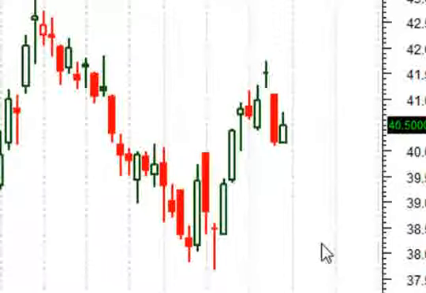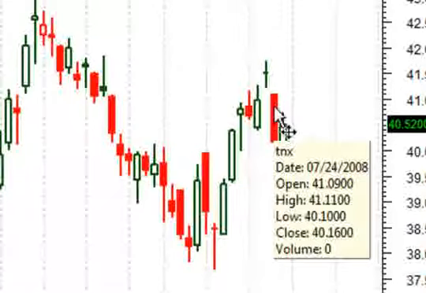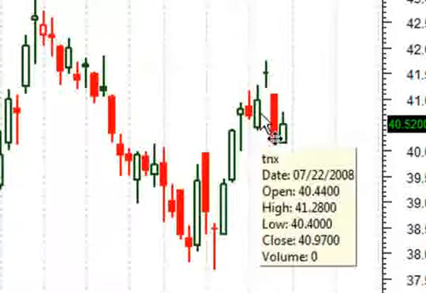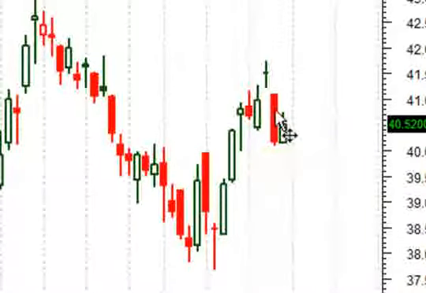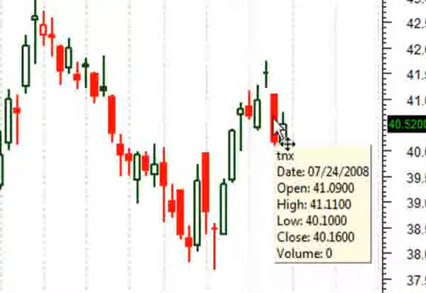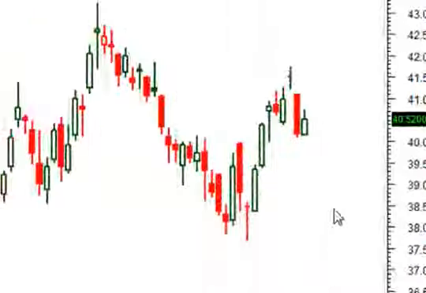This is technically an evening star. What that means is that there was a run-up, and then a gap to a doji. That's what this kind of candle is called. And then a big gap down where the subsequent day moved down at least below the midpoint of the previous run-up. So we want to see the candle on the 24th of July be lower than the midpoint of the candle on the 22nd. So that is a very bearish signal.